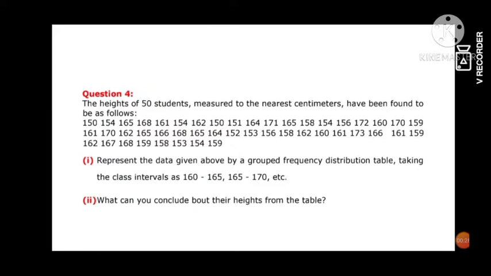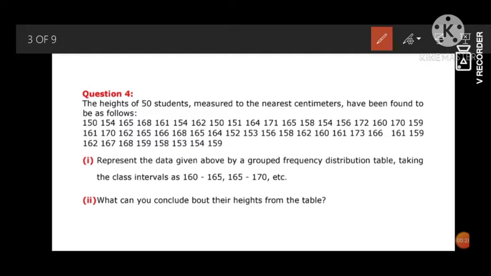Question number 4 says the height of 50 students are measured to the nearest centimeter and have been found to be as follows. So this is our raw data. Number 1: Represent the data given above by a grouped frequency distribution table, taking the class interval as 160 to 165 and 165 to 170, etc. Number 2: What would you conclude about their height from the table?